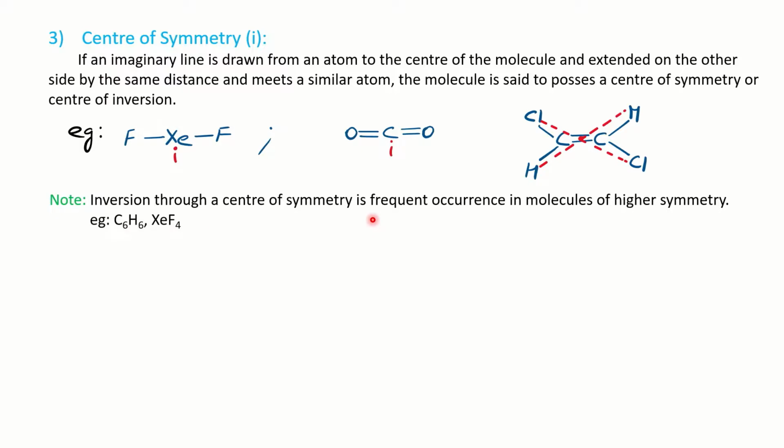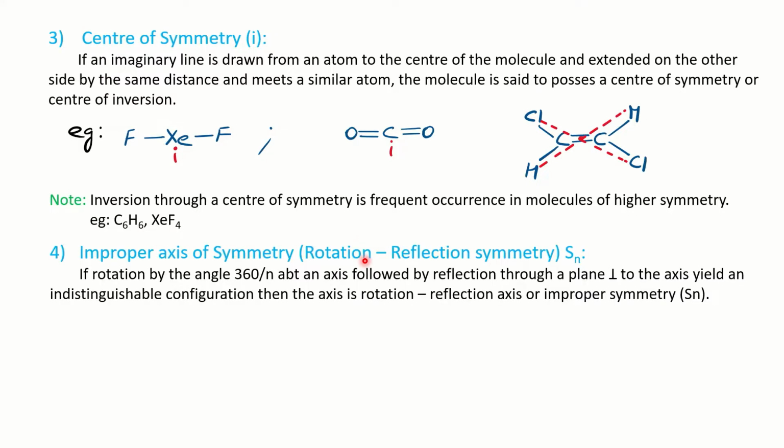Inversion through a center of symmetry is something you can frequently see in benzene and HCF4, which are highly symmetrical. So if you want to see I, you can find it in highly symmetrical molecules like benzene, HCF4, CO2, where a center of symmetry is present.